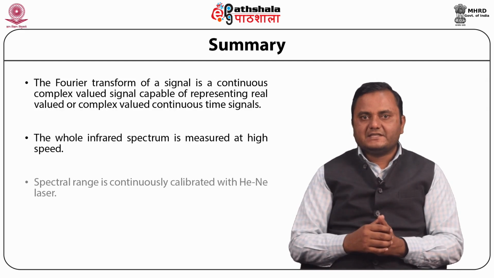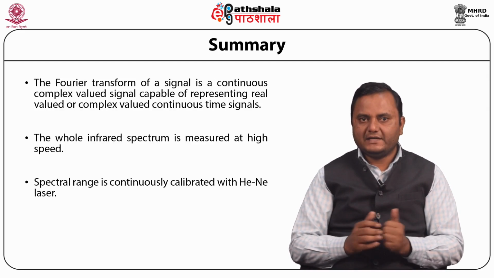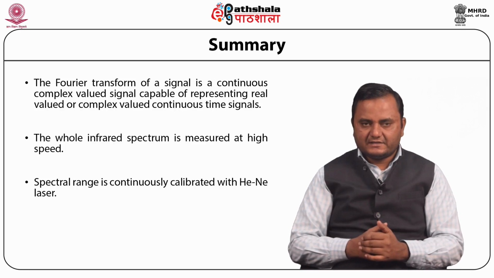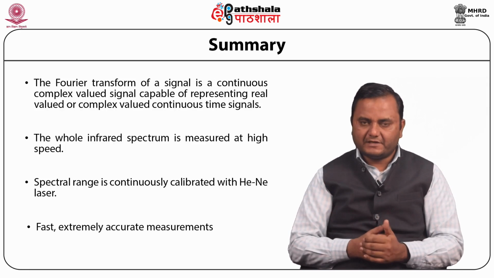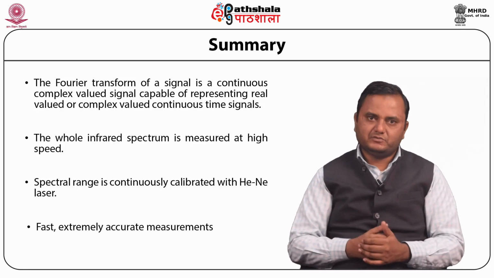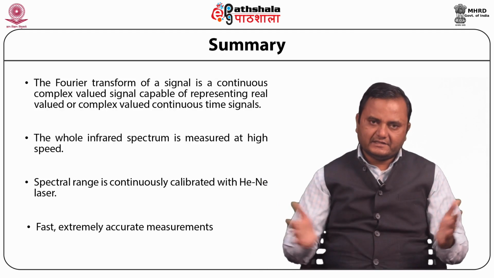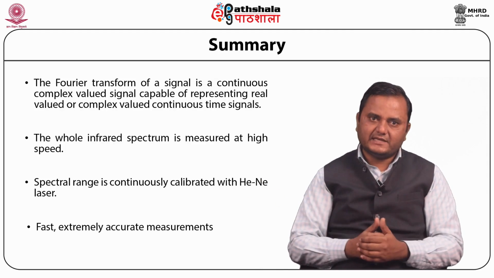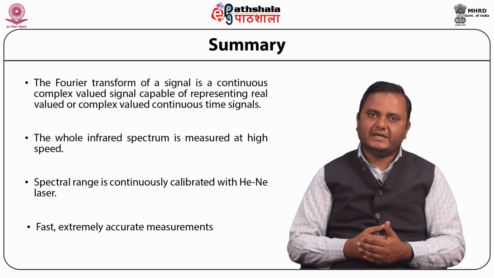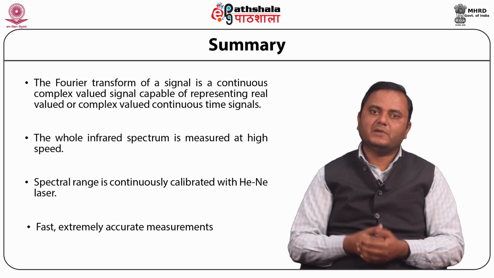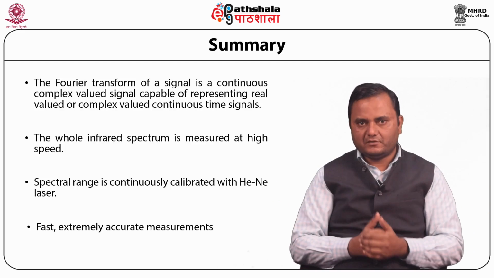and the spectral range is continuously calibrated with a helium neon laser. FTIR is very fast, extremely accurate, and provides very accurate measurements, and it is widely used in a large number of different disciplines like chemistry, physics, material science, nanotechnology, clinical science, and biological science to get detailed information about the molecular architecture and the changes in the environment or the impact of the environment on the molecules.